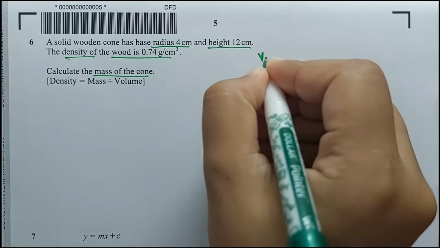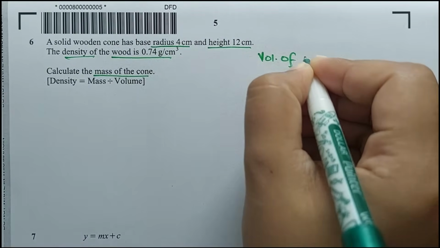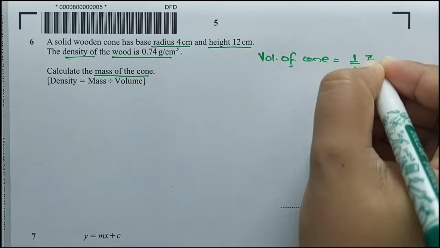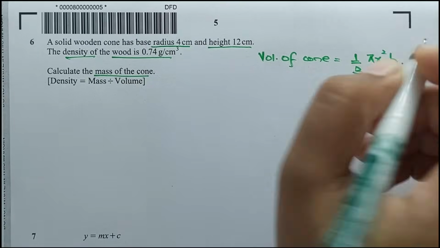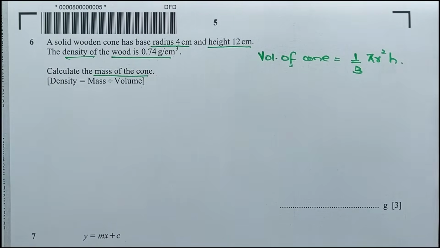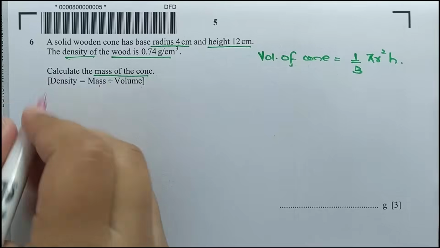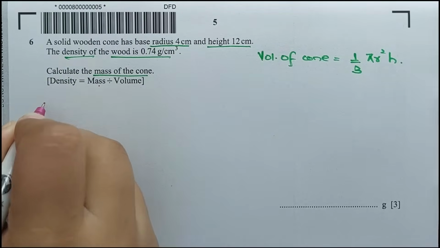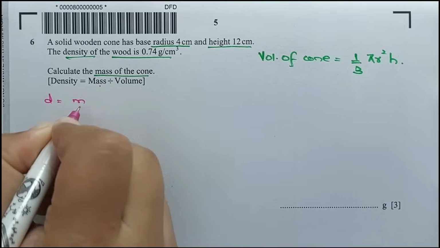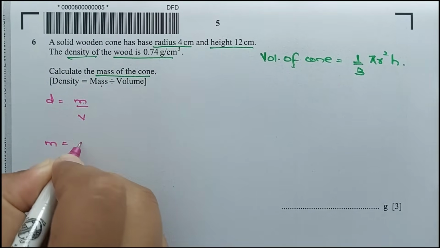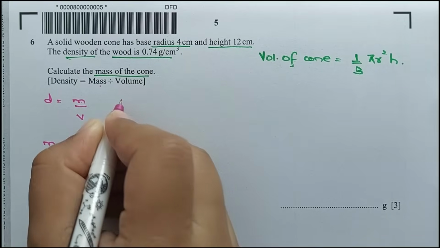So we know that the volume of cone is 1 over 3 pi r square h. That is a formula for the volume of the cone, right? We need to figure out the mass. So the mass would be, density is mass over volume. So what is mass? From here, mass is density into volume.